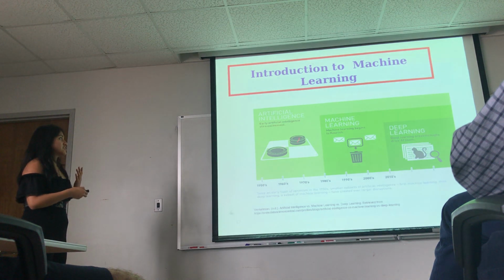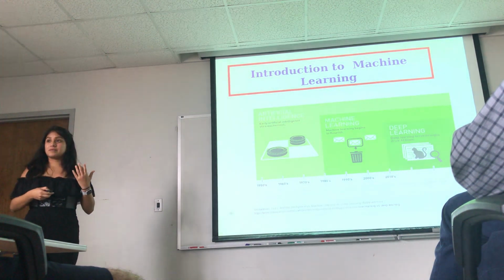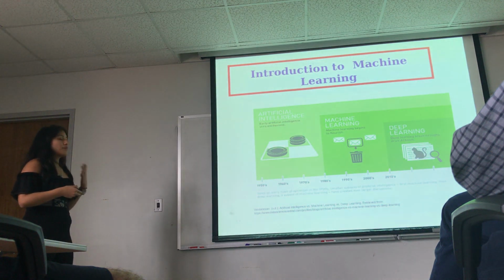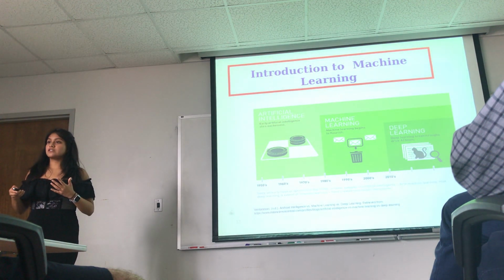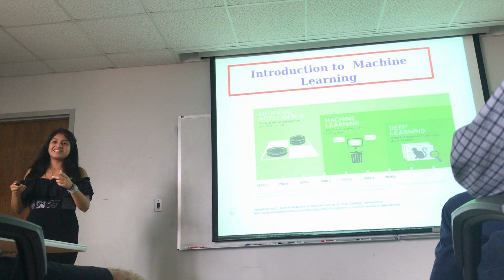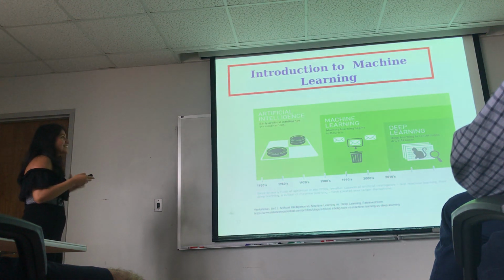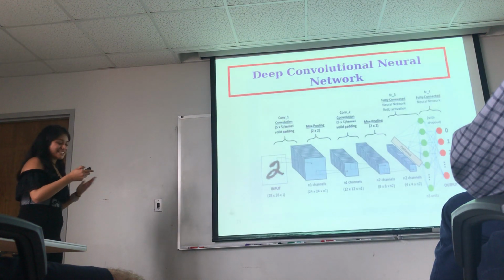It started with artificial intelligence, then going into machine learning, and then we're going to be using deep learning especially. So it starts off with artificial intelligence. Does anyone know what artificial intelligence is? Yes. So this is where machine learning branches off from.